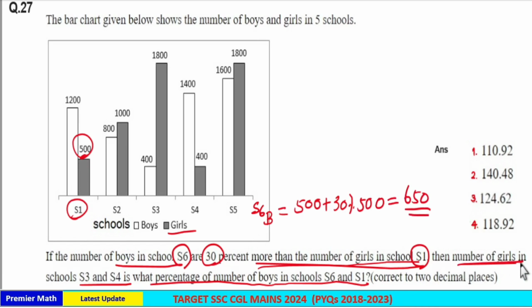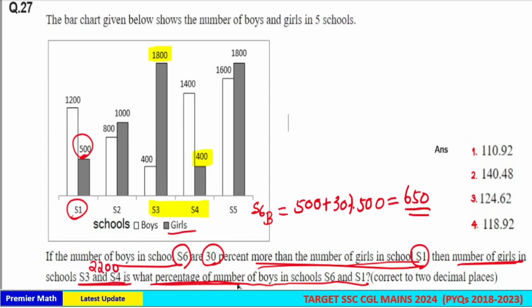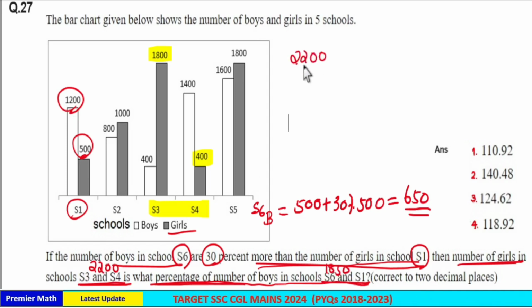Now number of girls in school S3 and S4, which is 1800 plus 400, 2200. So 2200 is what percentage of number of boys in school S6 and S1. In S6 we have 650 and in S1 we have 1200. So 1200 plus 650, 1850. So 2200 is what percentage of 1850?